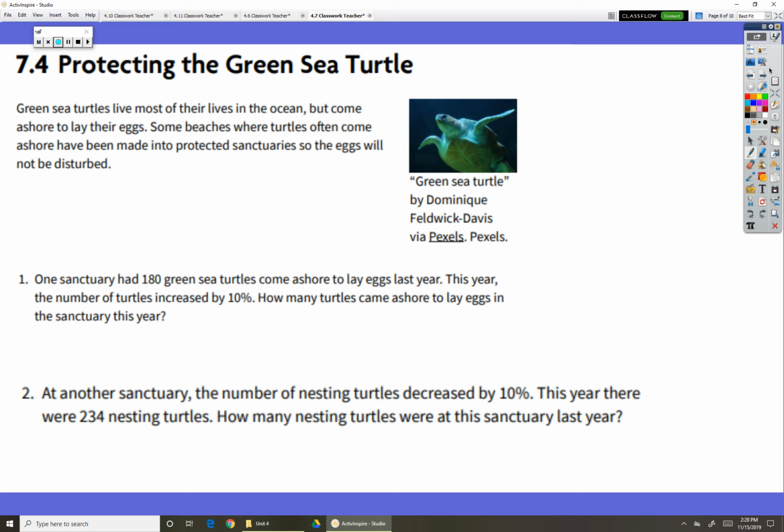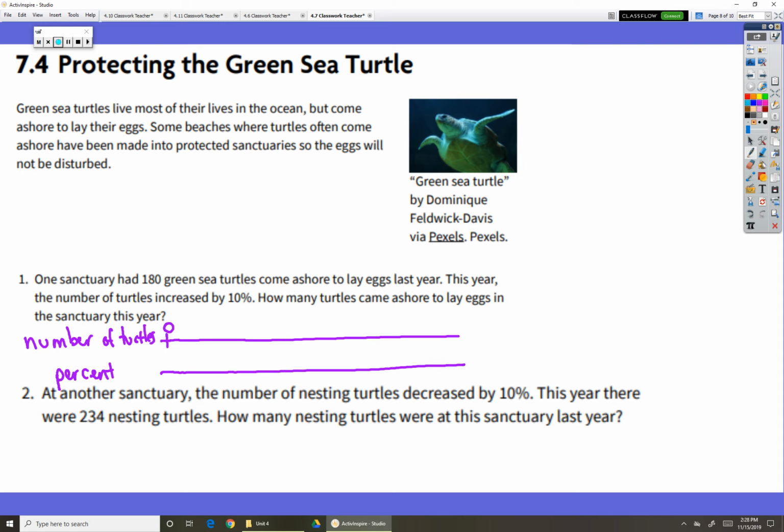So we're going to need to draw a double number line. They don't give it to us this time. So we're going to have one number line that tells us the number of turtles. So let's start with 0 on that number line. Number of turtles. And then let's have another number line that gives our percent. So we're going to start at 0%.